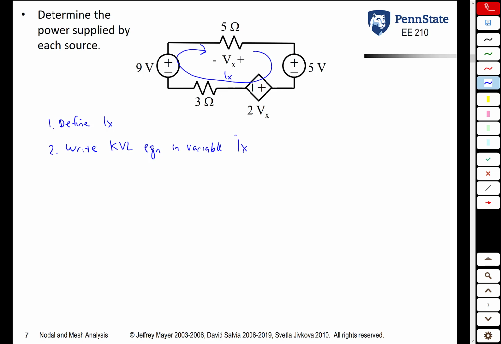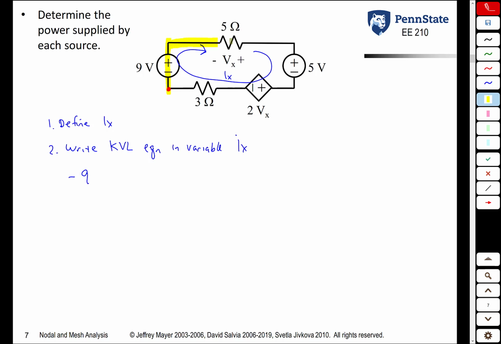So I can start at any point. I'm going to start on the bottom left here. And I like to sum voltage drops. Why do I like to do that? Because if I hit a minus sign first, I write it as a minus. If I hit the plus sign first, I write it as a plus. So I go through a 9-volt source. I hit the minus sign first, so it's minus 9 volts.